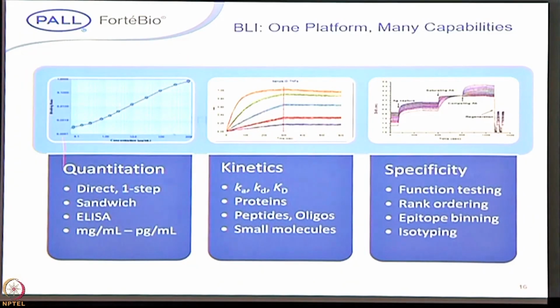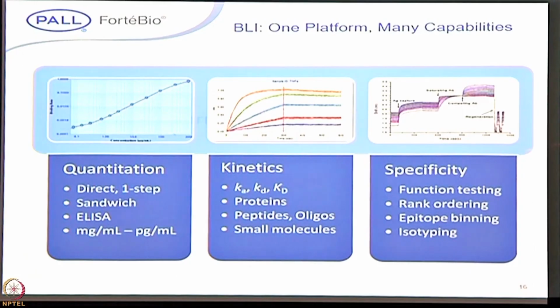As I mentioned, based on the shift, you can determine the concentrations. You can do a direct one-step binding, or a sandwich assay. If you want to convert an ELISA platform onto the instrument, you can convert it. You can determine micromolar concentrations, and go as low as nanogram or mg per ml to picogram per ml. So you can determine the quantitation, and the kinetics. The kinetics, as I mentioned, on rate, off rate, and the affinity constant, you can determine irrespective of the biomolecules, be it protein to protein, protein to small molecules, protein DNA, protein RNA, and so on.